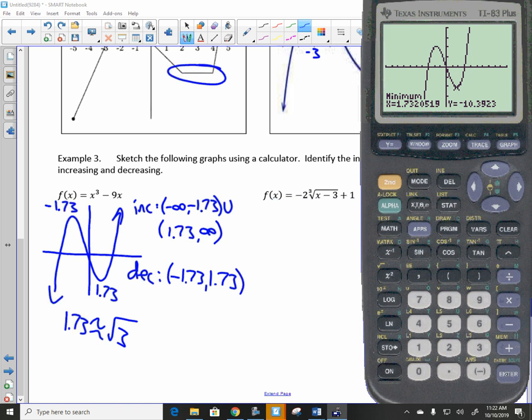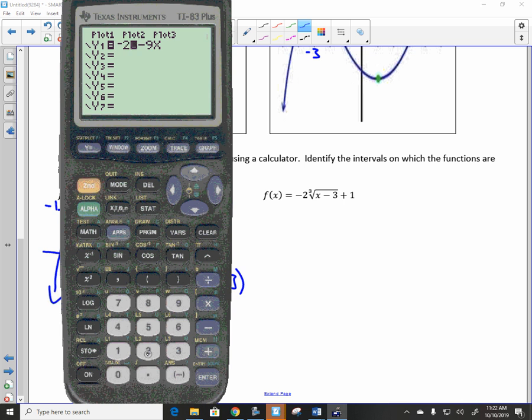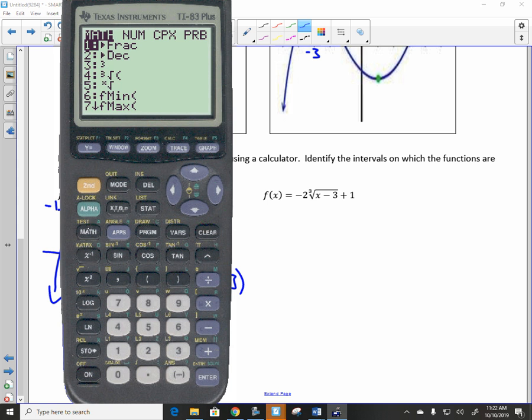Then we look at our last example, and then you can have time to work. You should be able to get at least half of your assignment done in class. Y equals negative 2, and when you go for cube root, you have some options here. So negative 2 times a cube root, you can go to math, and select your cube root function. Or what I do is I just go parentheses, x minus 3, and I raise it to the 1/3 power.